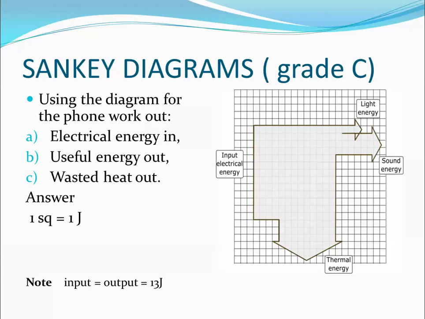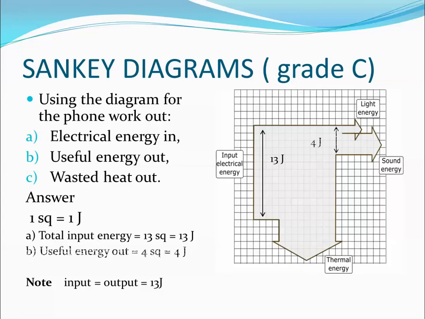Right, we've now got the answers, so we'll just go through the answers quite quickly. It's a relatively straightforward Sankey diagram, this one. So A, electrical energy in. If we count the number of squares, we see that we've got 13. As 1 square equals 1 joule, that gives us 13 joules.